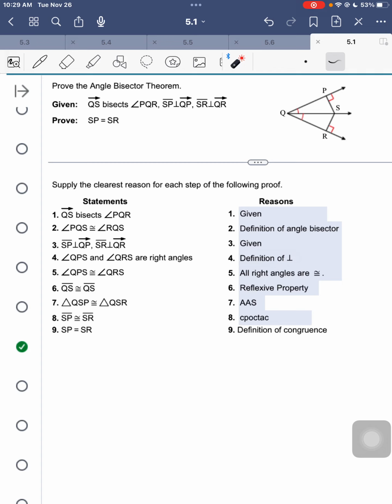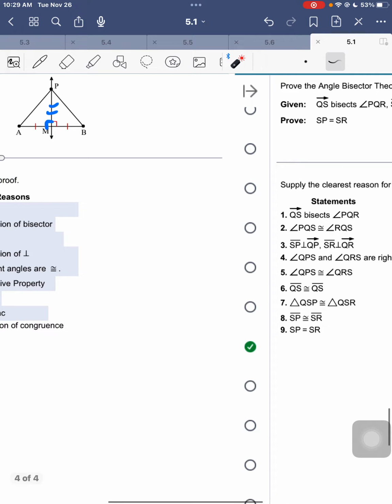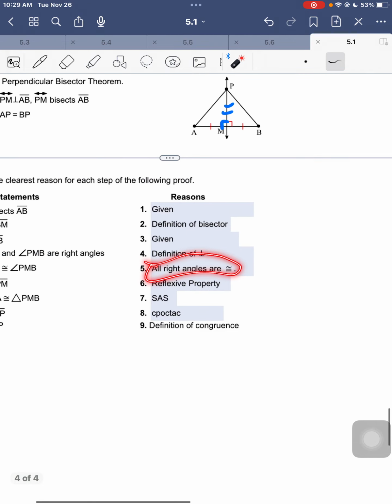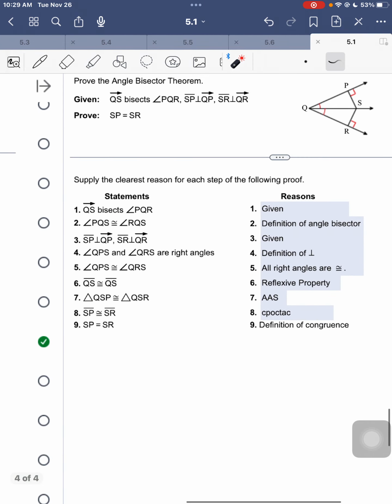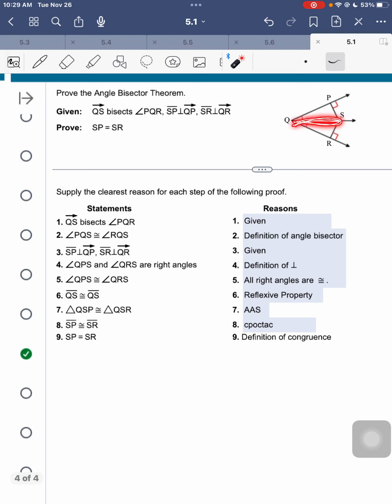Now, angles QPS and QRS are congruent because what? All right angles are congruent. We literally just did this, right? Now I know that QS is congruent to QS because of the reflexive property. I know that triangle QSP is congruent to triangle QSR through what properties?